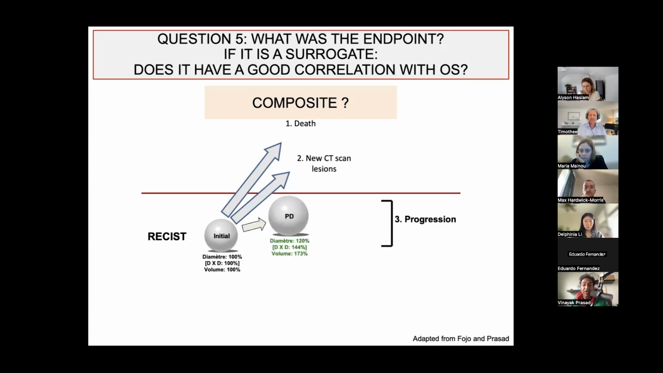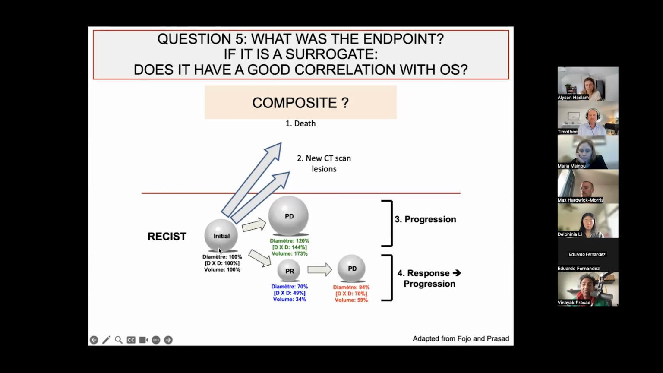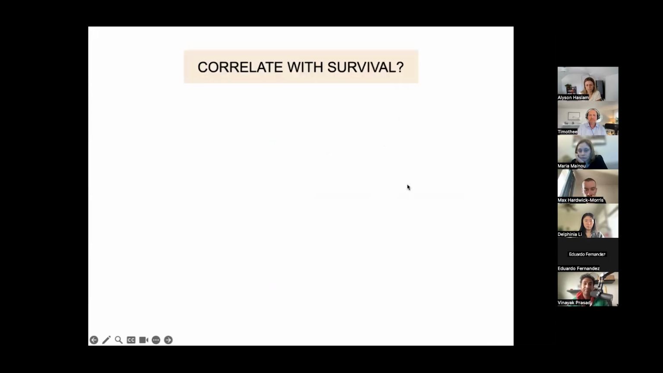Three, the tumor could get bigger, and if it gets more than 20% bigger from the starting size, that's deemed progression. And then the fourth thing that could happen is the tumor initially shrinks. If it shrinks more than 30%, that's the response. And here we measure progression from the smallest it ever gets, the nadir value. Progression-free survival is a time-to-event, composite endpoint, meaning whichever one of these four things happens first is coded as the endpoint. Does it have a good correlation with survival?